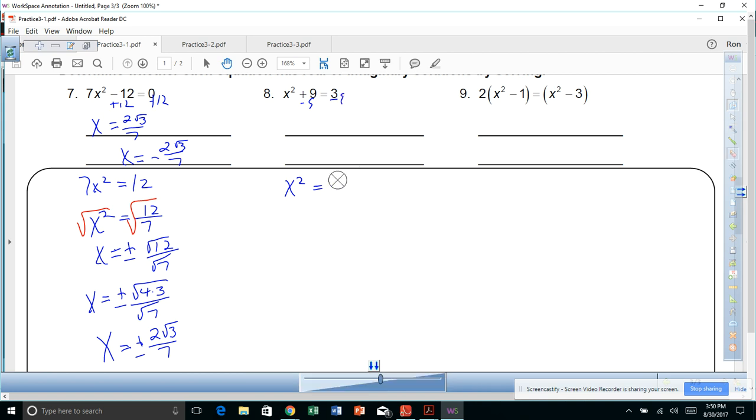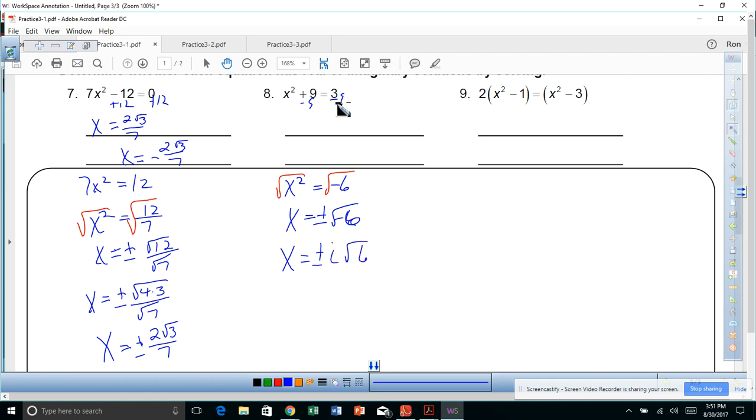Well, subtract 9, that's going to be negative 6. All right, now that we've got the x squared isolated, we'll take the square root of both sides, and we get x equals plus or minus the square root of negative 6. Well, the factors of 6 are 1, 2, 3, and 6, and it can't be reduced anymore. But the negative 1 can be taken out, so we have x equals plus or minus i times the square root of 6. So our solutions are x equals i times the square root of 6, and x equals negative i times the square root of 6.